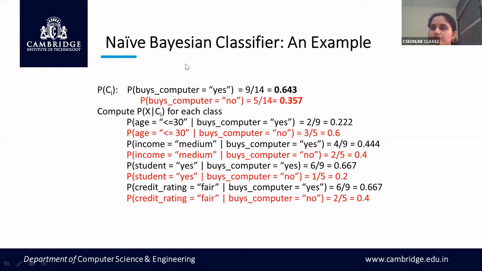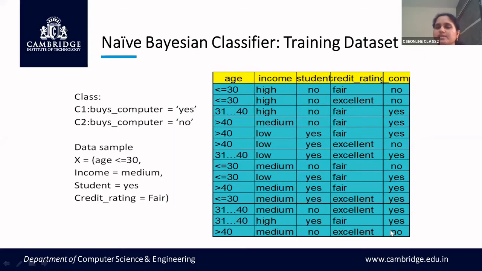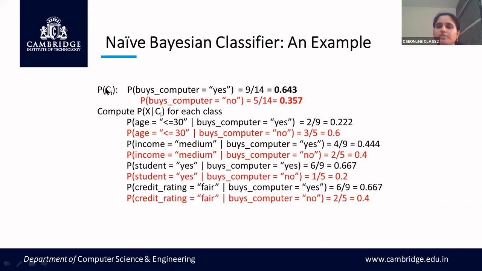So what we did, by seeing only this last column, we checked how many class instances are yes and how many class instances are no. Depending upon the number of yes and no, we have calculated the probability of Ci. So out of 14 entries, 9 entries have the class label as yes. So it is 9 by 14 and 5 by 14. So this is the probability of your class label Ci.